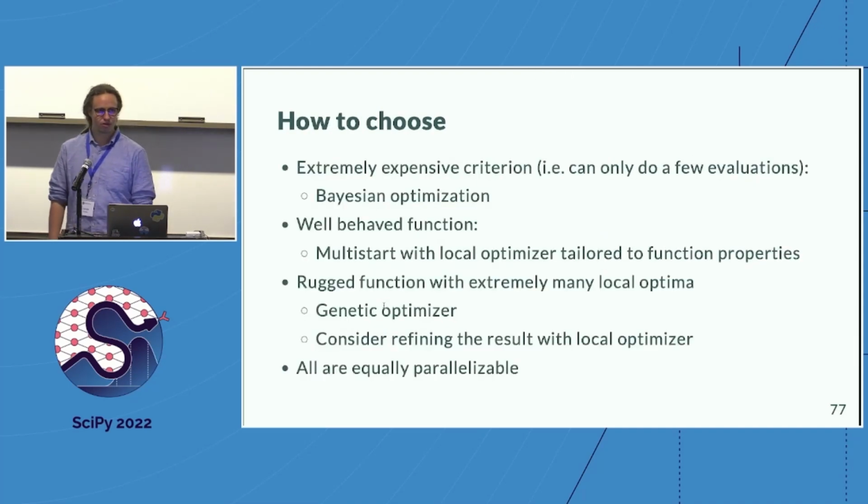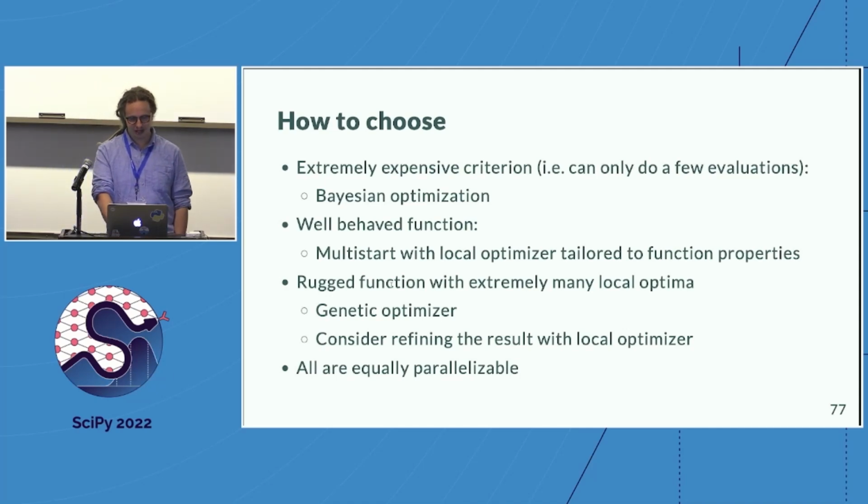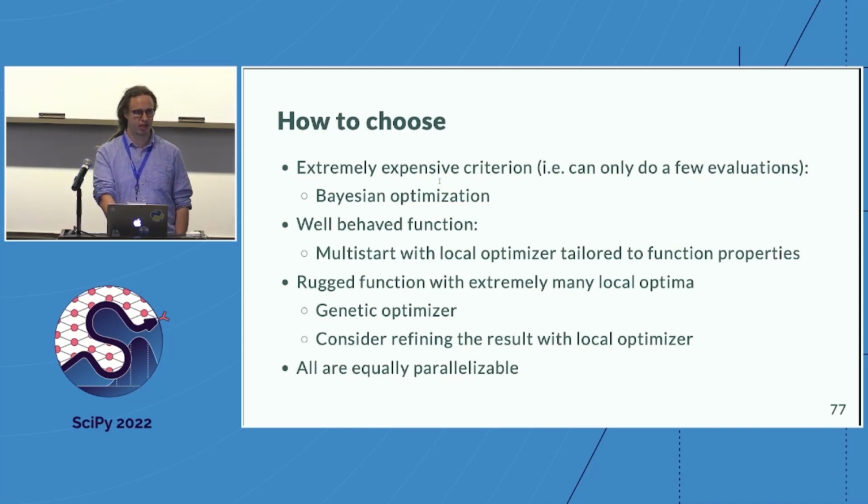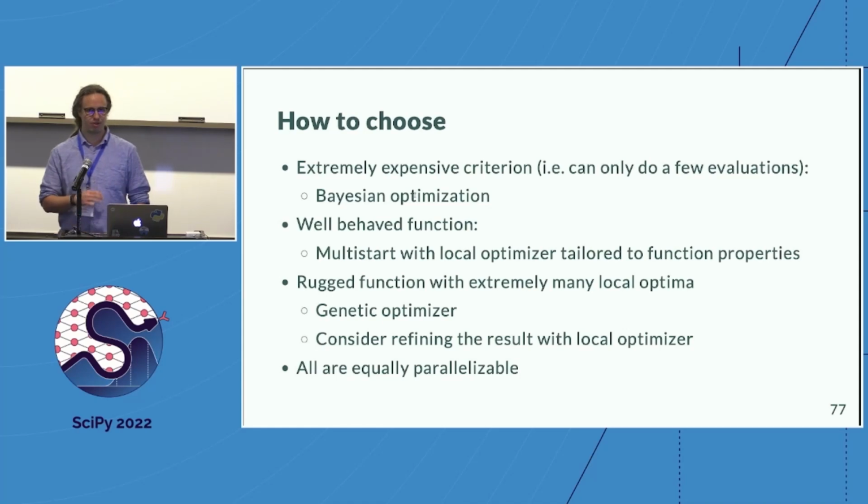So how would you choose between the three approaches? This is actually just a very rough rule of thumb. If you have extremely expensive criterion evaluations where you can only do a handful, then typically Bayesian optimization works well. Bayesian optimization does not work too well if you can do many criterion evaluations, because some of the Bayesian surrogate models actually take a lot of time to fit if you have many data points.